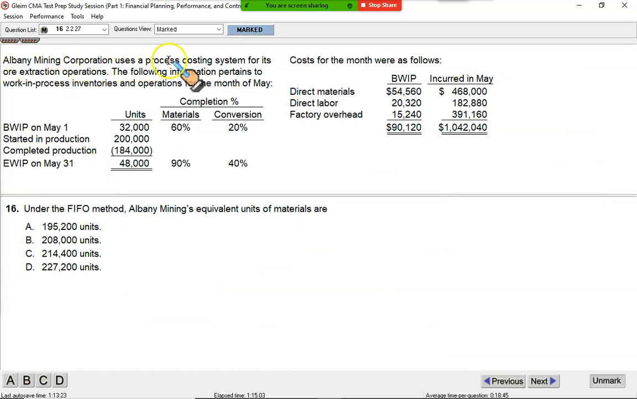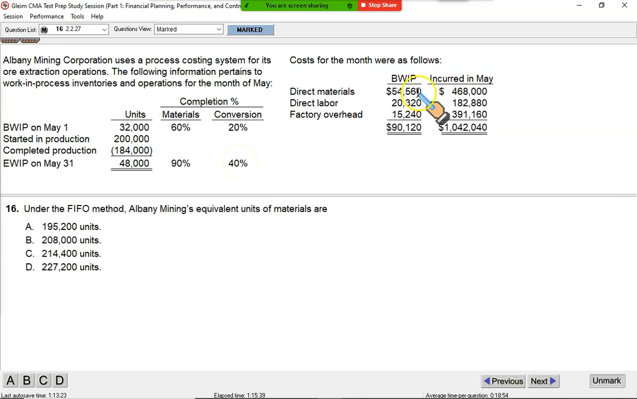Albani Mining Corporation uses a process costing system for its ore extraction operations. The following information pertains to work in process inventories and operations for the month of May. We have a beginning work in process which is 60% complete as to material and 20% complete as to conversion cost. We started work on 200,000 units and we completed a total of 84,000 units, and ending work in process is 48,000, which is 90% complete as to material and 40% complete as to conversion cost.